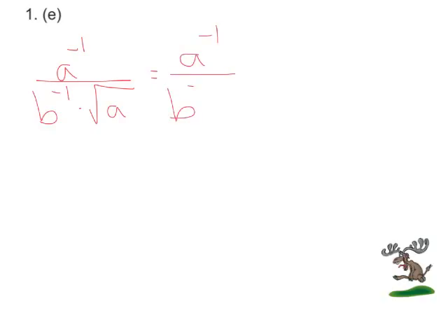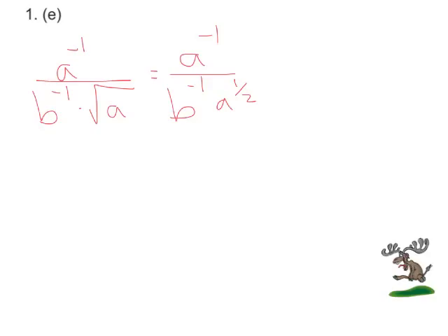Okay, moving on to 1e, what we have is a to the -1 over b to the -1 times the square root of a. And the first thing I want to do is get rid of the radical, because I prefer dealing with number exponents rather than the radical symbol. So we can rewrite that as a to the 1/2.